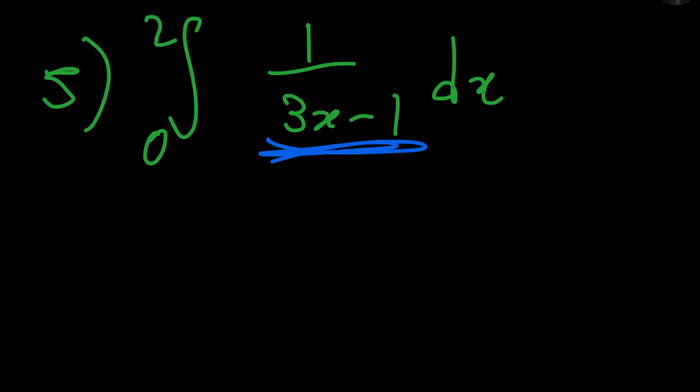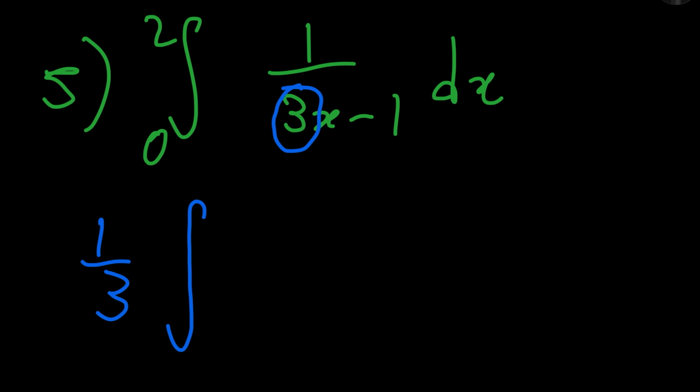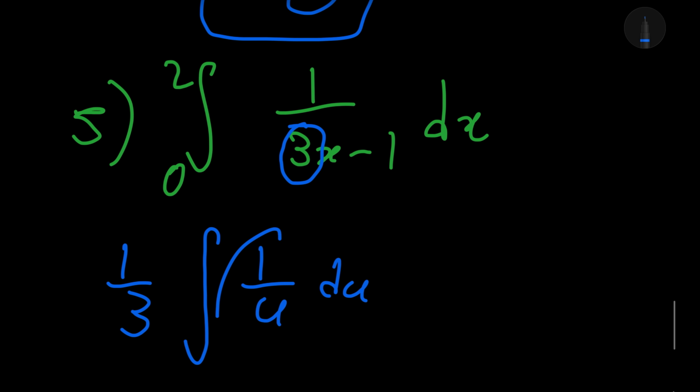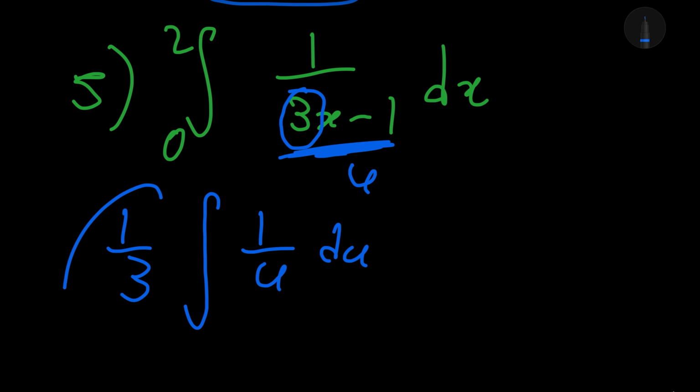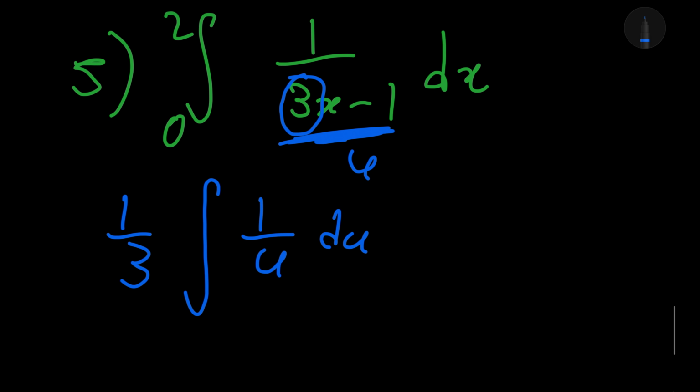Whenever we have a linear inner function, we can take the coefficient of x and put 1 over that number outside our integral. Then we take the integral of 1 over u du, and that's it. I'm getting this 1 over u by plugging u into this, so I already know this is going to be my u. What I've just done is skipped a step, and this works always whenever you have only a linear inner function. So this is a linear inner function.